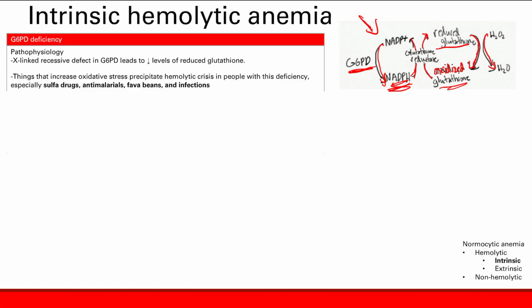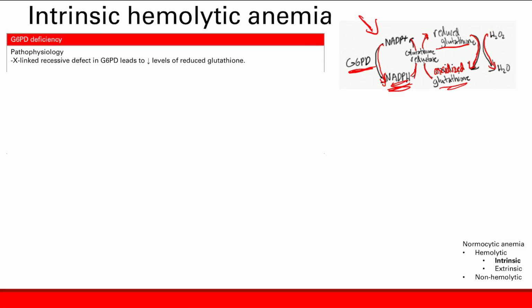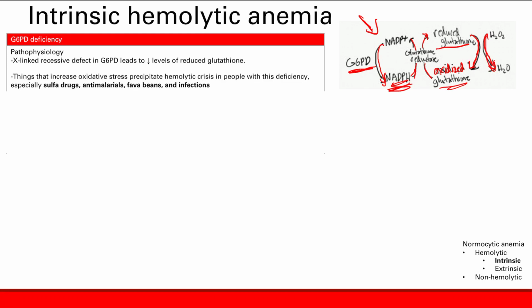Now, the things that can cause problems here, because if you don't have enough of this, you get too much oxidative damage to the red blood cells. This is especially a problem when you take in things that give you increased oxidative stress. For example, sulfa drugs, antimalarials, fava beans, and infections. All of these cause increased oxidative stress in your body. You get too much H2O2, you have not enough G6PD, so you're going to get increased oxidative stress on the red blood cells. You're going to get too much hemolysis.